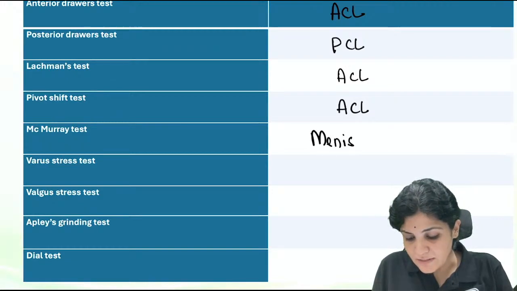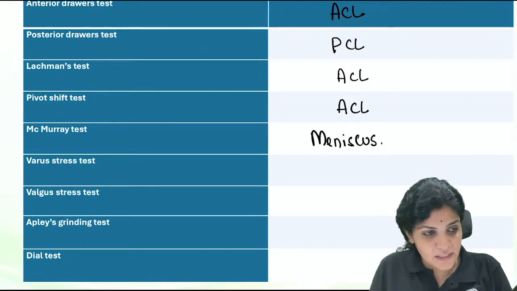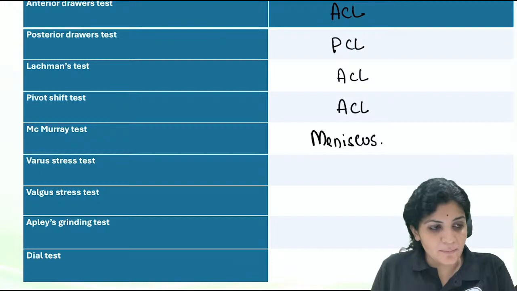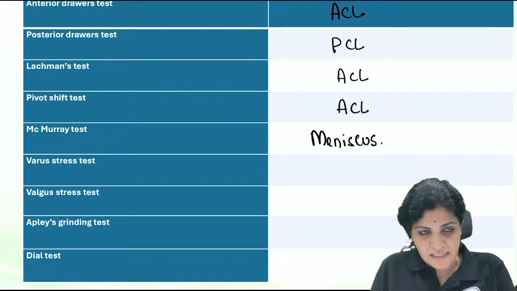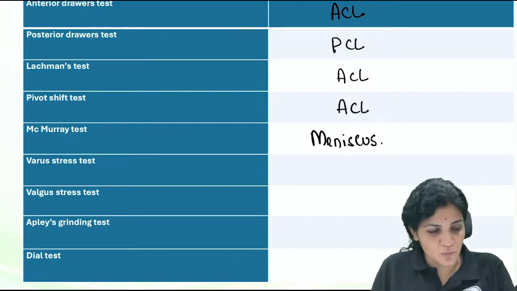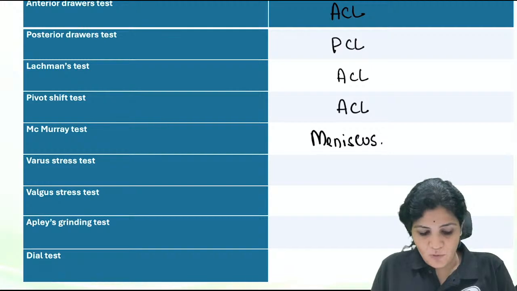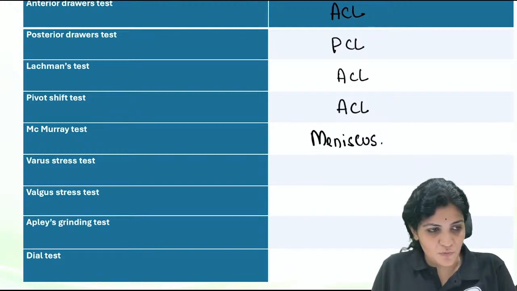So we have two menisci, right? Medial meniscus and lateral meniscus. Yes, very good. It is for the meniscus, both medial and lateral meniscus. Both we are going to test with this McMurray's test. Then what are varus test and valgus test for?